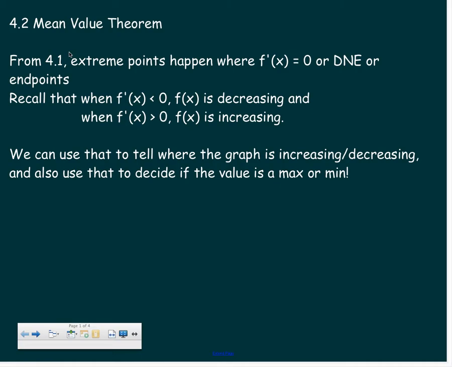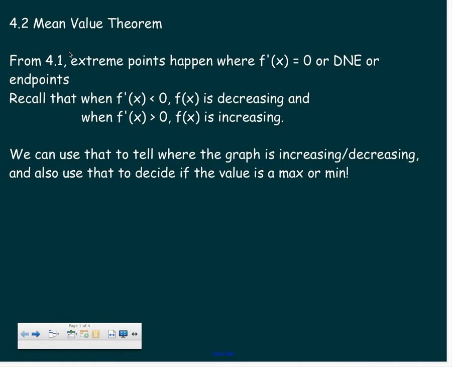So remember that from 4.1, we learned that extreme points happen at critical points, which is where the derivative equals 0 or does not exist, or the endpoints. That's what we worked on in section 4.1. We did it both algebraically and graphically. Now remember from our t-chart that when the derivative is negative, the function is decreasing, and when the derivative is positive, the function is increasing. We're going to use that information to tell when the graph is increasing, decreasing, and it'll help us decide if it's a maximum or a minimum.